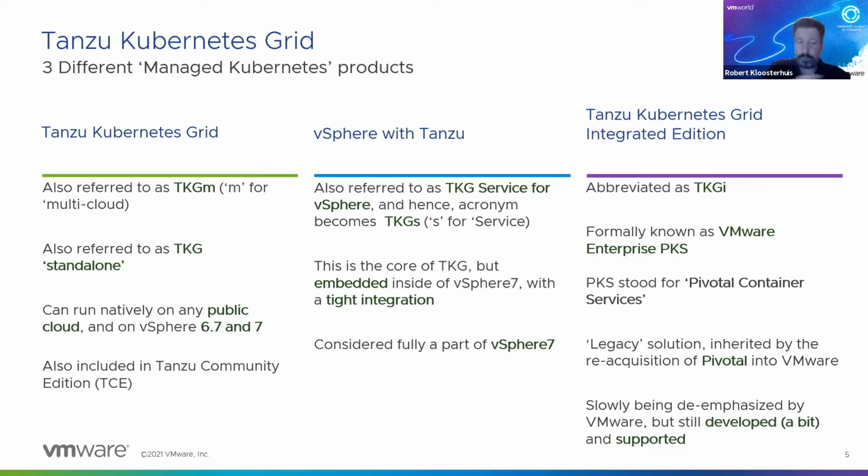TKG, or Tanzu Kubernetes Grid, full stop, on the other hand, is a standalone version of TKG. It's the first version that really existed because it's the core technology that TKG consists of. And it's loosely coupled. It's not integrated with vSphere, which means you can install it on many clouds. So that's where the M comes from, M for multi-cloud. And I'll be referring to these different versions by these shorthand abbreviations. But at the top of this slide, you see their official marketing names.